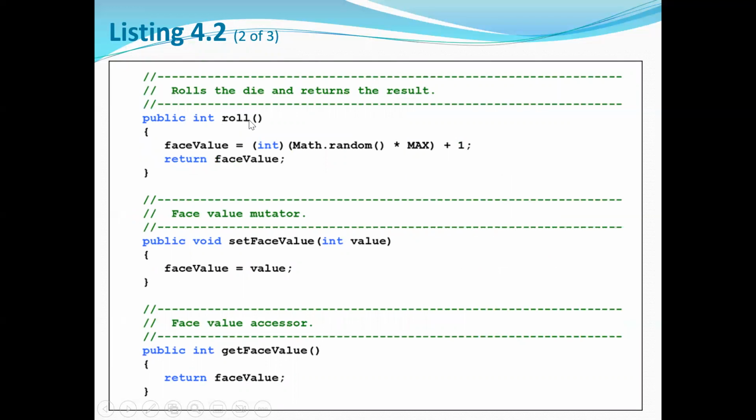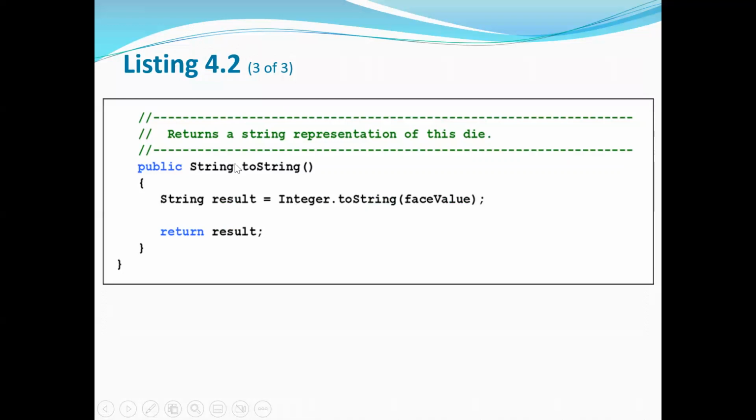Then as we said, we have the roll method, which is going to randomly give us a value between 1 and 6. Remember the MAX is 6. So here we say Math.random times 6 plus 1. Then next we set the face value, so we assign the value to faceValue. Then we get the face value, we return the face value result. And we always get the face value when we call the roll method. Then we have our special toString method that will represent an object's data as a string.